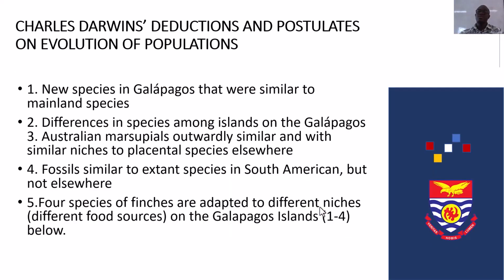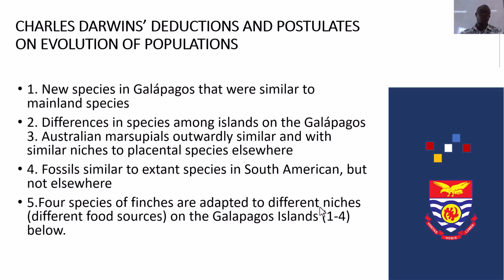New species in Galapagos that were similar to mainland species. Differences in species among islands on the Galapagos. Australian marsupials outwardly similar and with similar natures to placental species elsewhere. Fossils similar to extant species in South America, but not elsewhere. Four species of finches are adapted to different food sources on the Galapagos Islands.